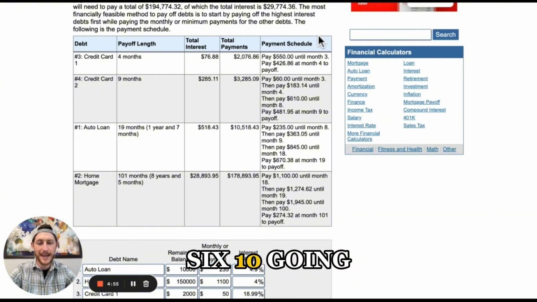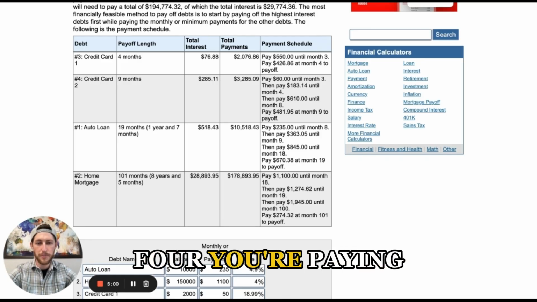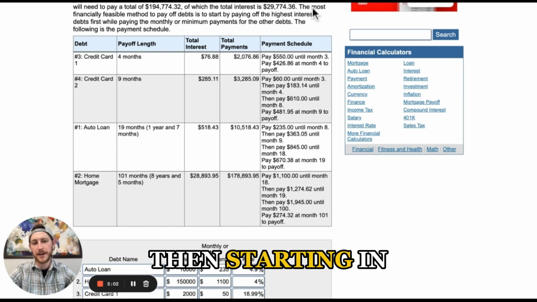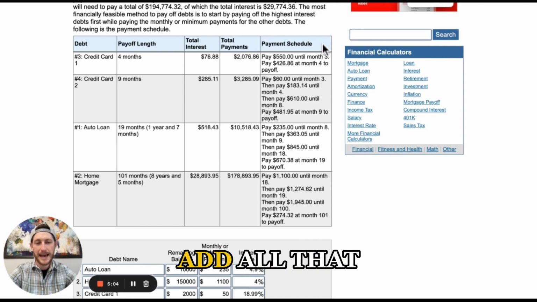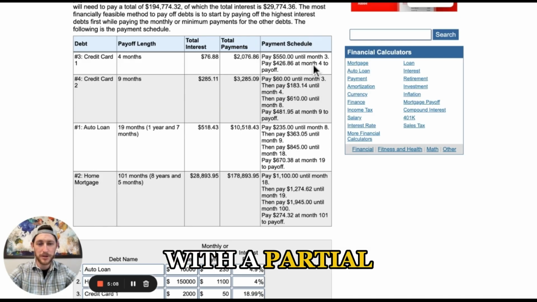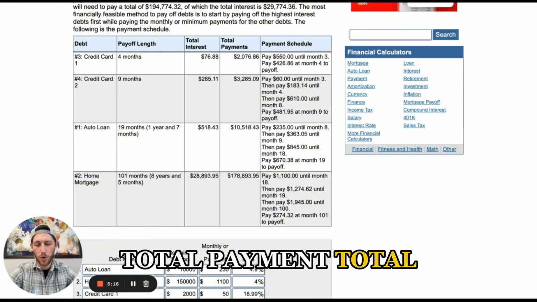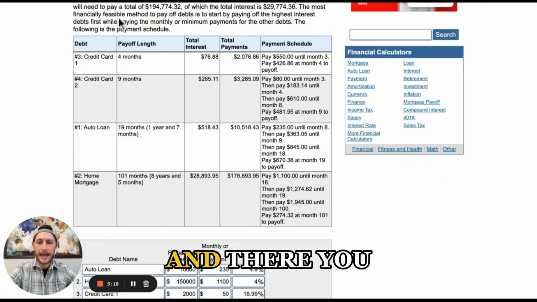So you've got $610 going in the remainder. So through month 4, you're paying off this one. Then starting in month 5, you're able to add all that money and pay off this one. And you're going to be able to do that in 8 with a partial in 9. So after 9 months total, you're out of credit card debt number 2. Total payment, total interest paid, and there you go.